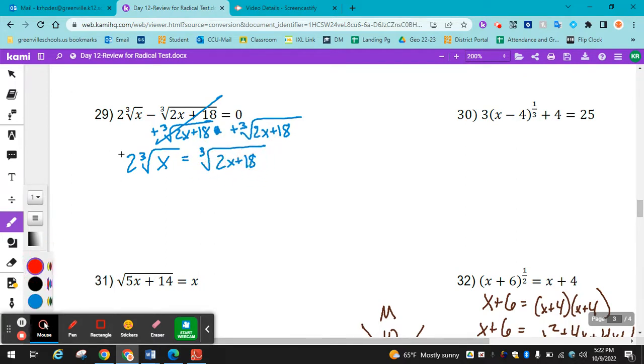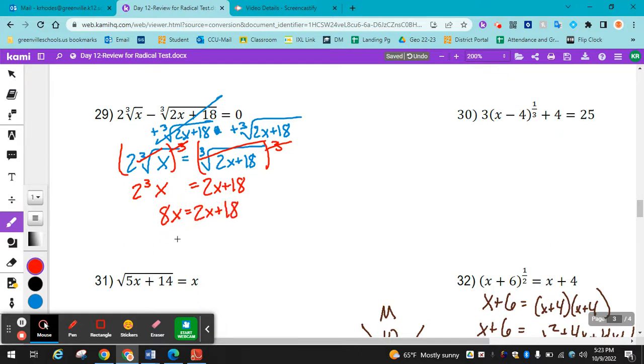So you cube both sides. When I cube the right, everything falls out of your radical. But if I cube the left, the 2 isn't in the radical. I still have to cube that. But the cube root and the cube cancel, and I now have 2 cubed x, which is 8x. Subtract over your 2x, you get 6x. Divide over by 6, you get 3.